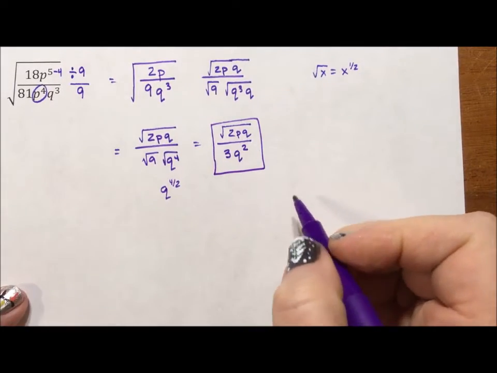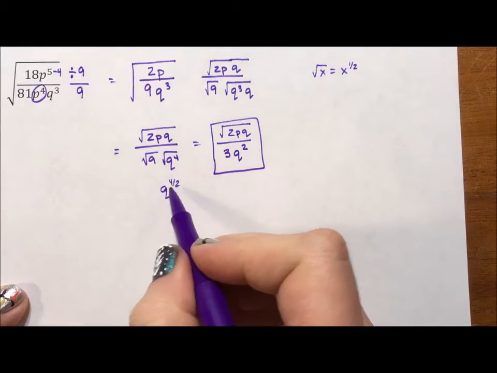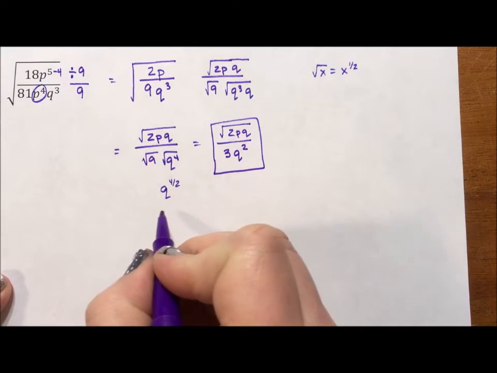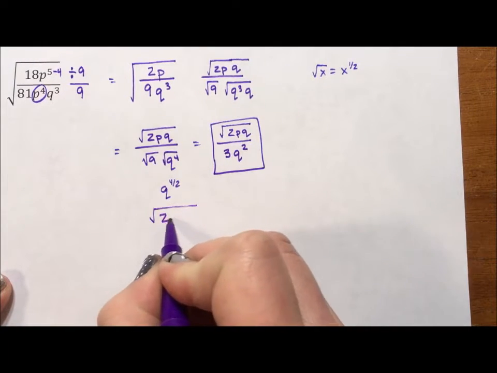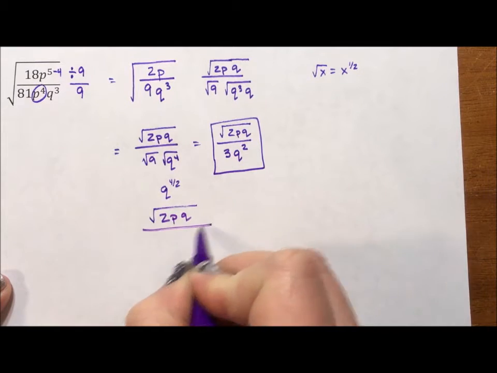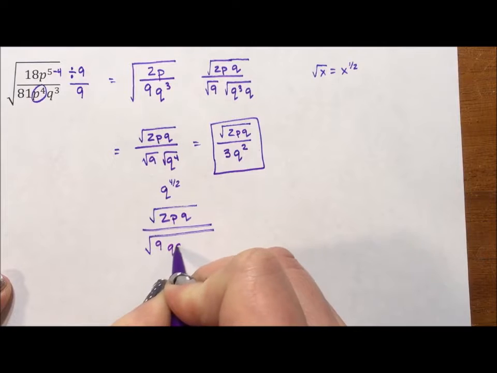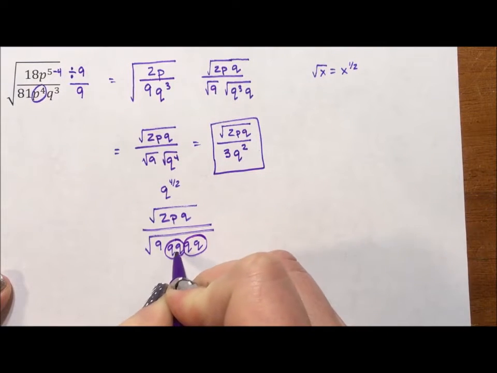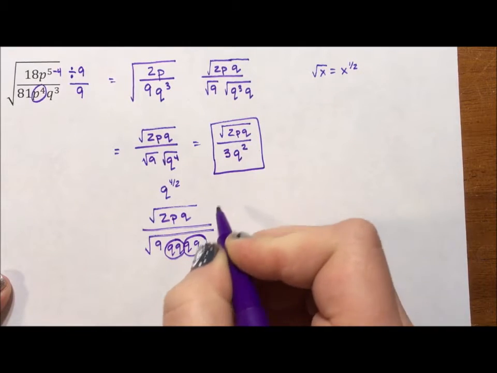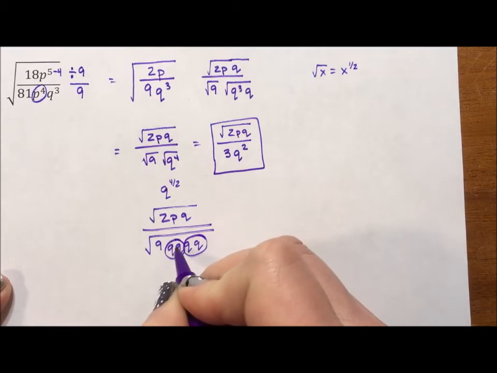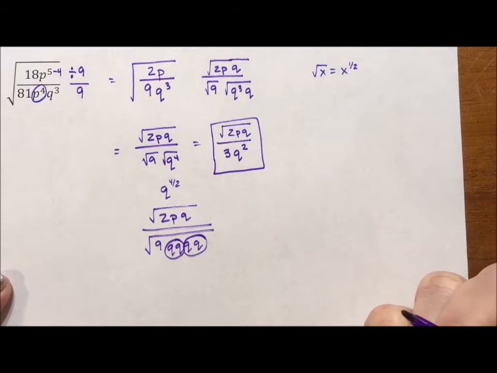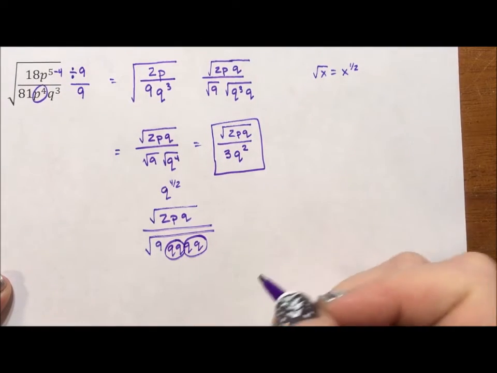If you don't really like the idea of the fractional exponents, we could have taken this and written the square root of 2pq over the square root of 9 with 4 q's. And each pair comes out once because the square root of q squared is q, and the square root of q squared is q. And we would have gotten our 3q squared through expansion.